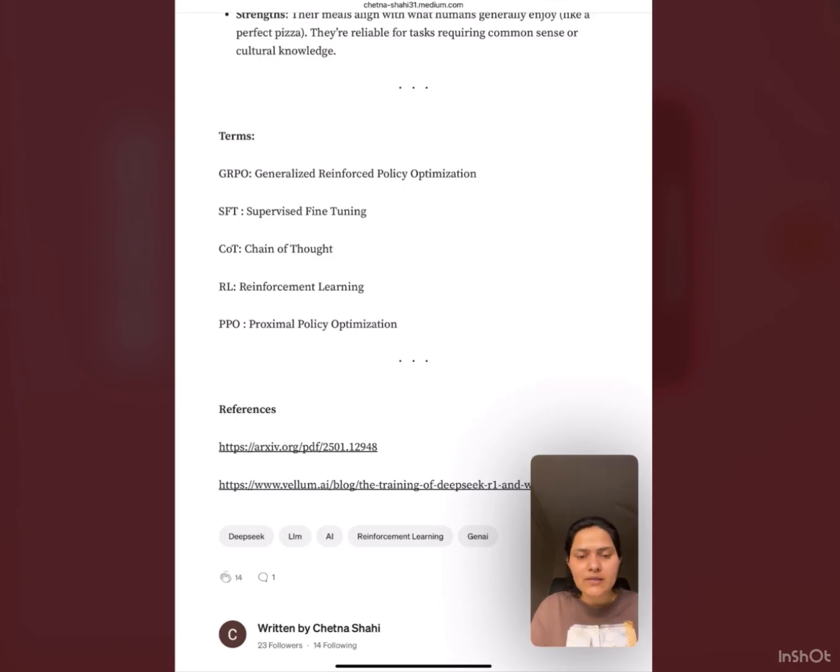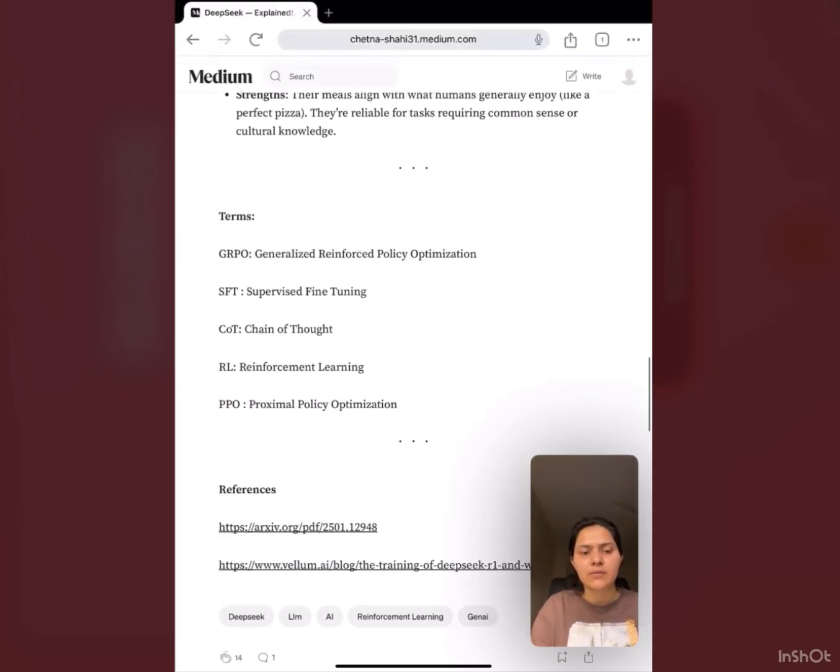So yeah, this is what it is, and we have a few more terms just for reference purposes, and a few links that can be used to understand the DeepSeek model well. With that, thanks.